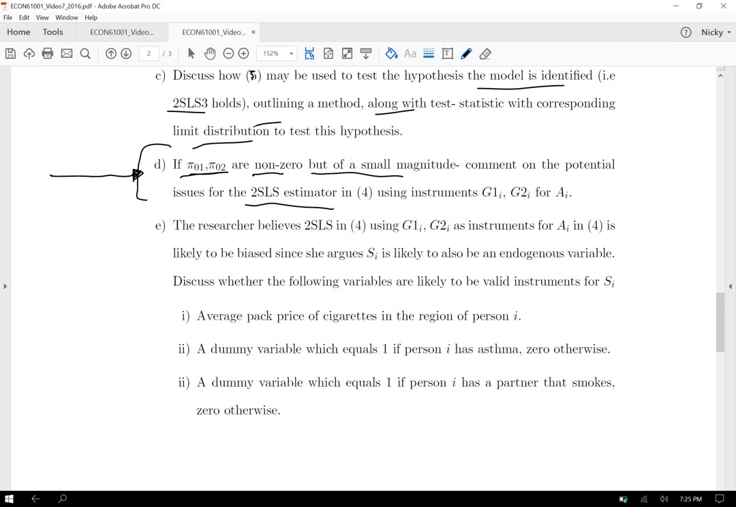Okay, finally then, the researcher believes that two-stage least squares in regression 2, using the genetic markers as instruments for A, is likely to be biased, since she argues SI is also likely to be an endogenous variable. Okay, so again, above the question says assume exogeneity, and you run through. But of course, in reality, there could be other endogenous variables. There's no reason why you've just got one endogenous variable.